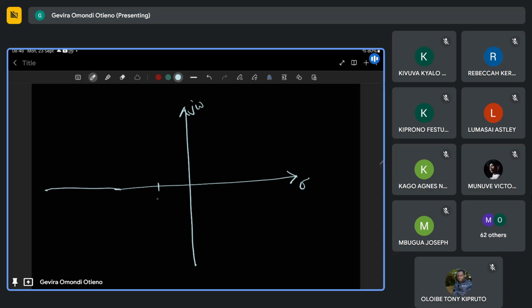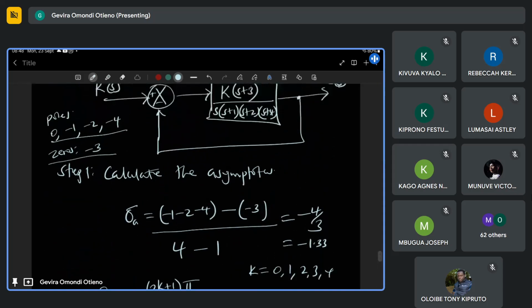So we have -1, -2, -3, -4, and so on and so forth. So the first thing is to plot the open loop poles and zeros.